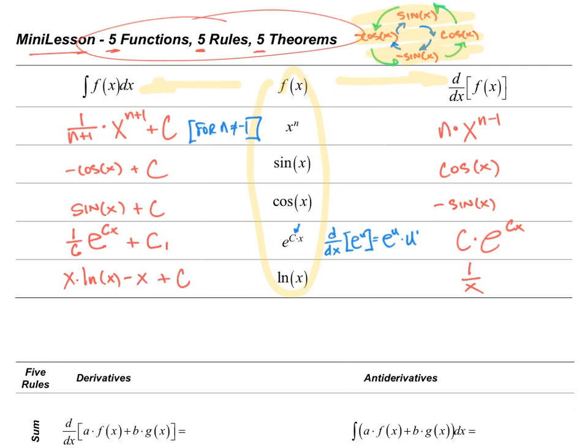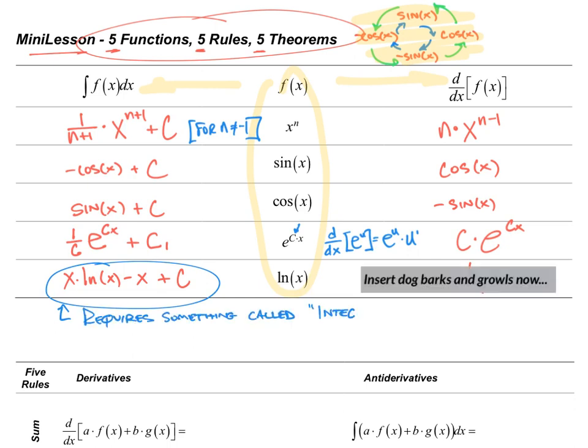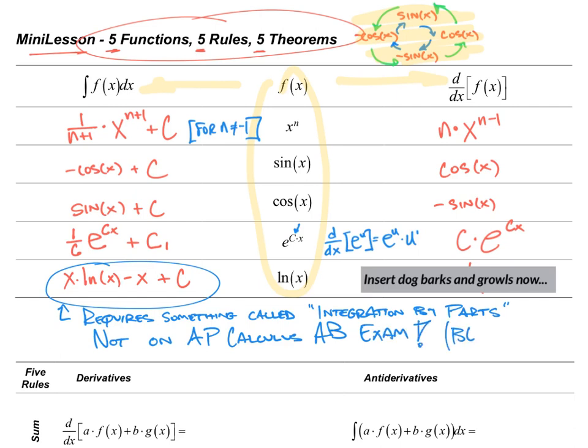If you're wondering where on earth does this come from and how did I miss the memo on this one? No, don't worry about this. This requires something called integration by parts, but don't be alarmed. It's not on the AB exam. This one is a BC only topic.